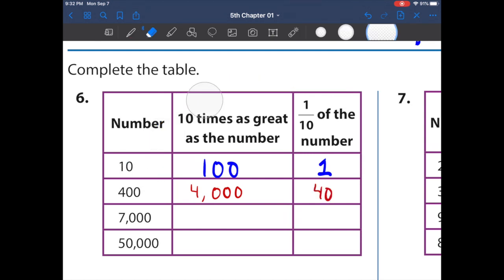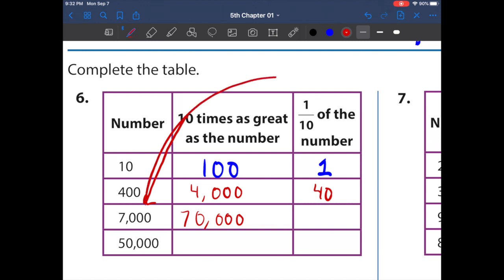All right, let's try another one. This time, what is 10 times bigger than 7,000? That would be 70,000. And then what would be 1/10 of 7,000? Right, we're looking for a smaller number. That would be 700.